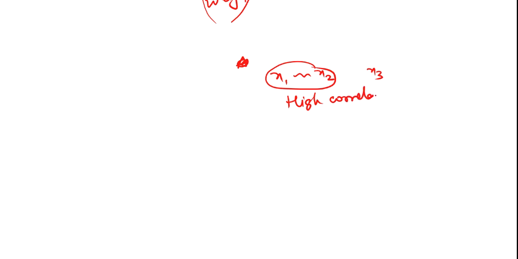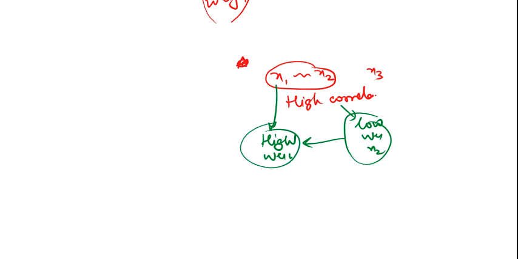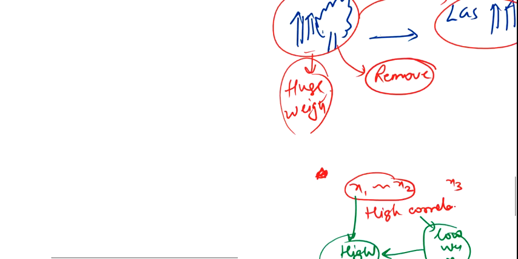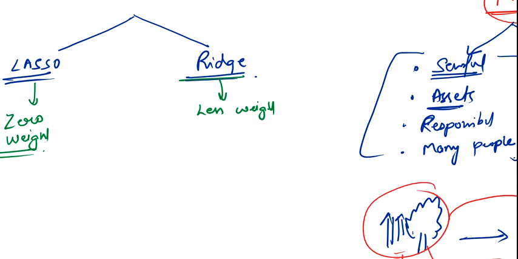So the system will give high weight to x1 and low weight to x2. Why? Because it is already captured in x1. Clear? So this is also covered in ridge regression.